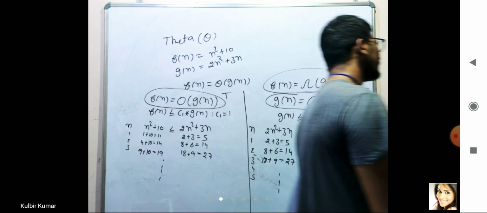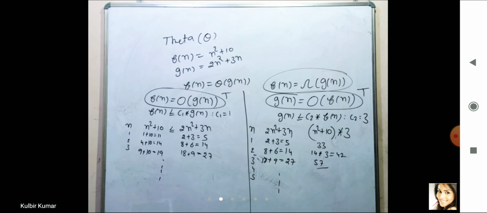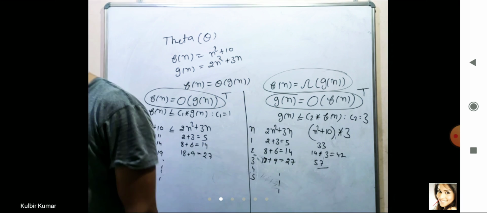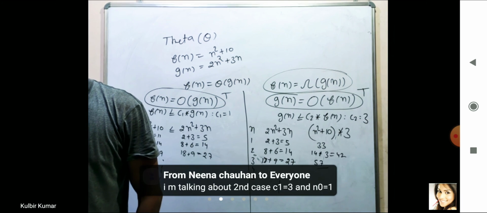If both have the same degree, let us take functions f and g both of the same degree, then I can write f is theta of g. That's it. I can say this statement.